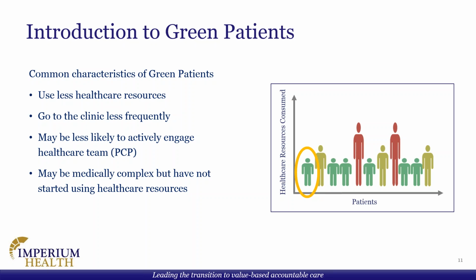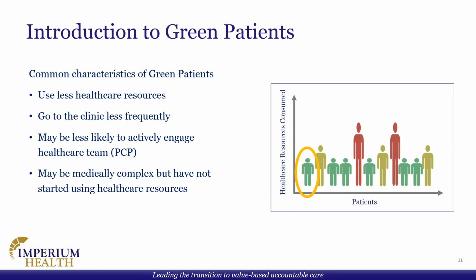It might be a team member that is not necessarily as likely to actively engage or reach out to their primary care provider. And it may be someone that's not quite as medically complex, but they could be, and they just haven't started using healthcare resources. That person that is starting to become your emerging risk, but they just haven't got there yet.